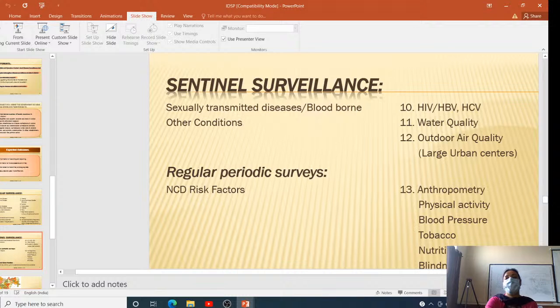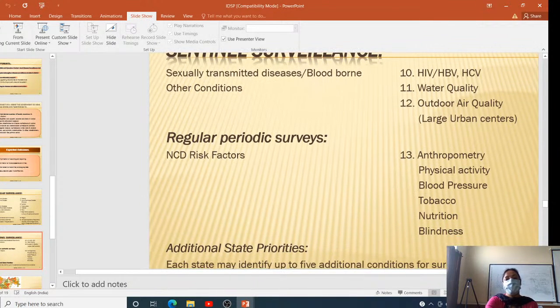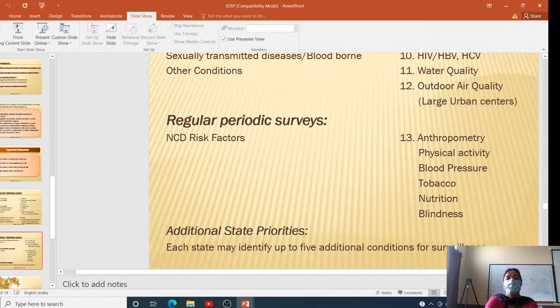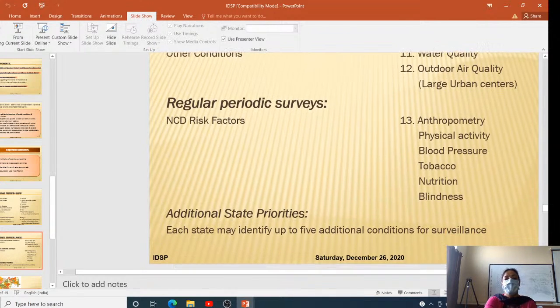Anthropometry, physical activity, blood pressure, tobacco, nutrition, blindness, everything is monitored. And then because this is a decentralized program, states have been given the authority to decide which are the state priorities, and they may add up to 5 additional conditions for surveillance.